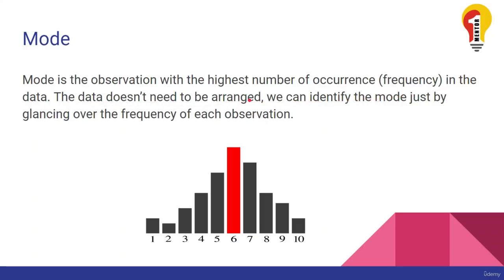The data doesn't need to be arranged. We can identify the mode just by glancing over the frequency for each observation. Consider that there are 10 people and we take a frequency count of how many customers they add to the company in a particular week. If I ask who has the highest frequency, it is easy to identify: it is the person with ID 6. Makes sense, right?